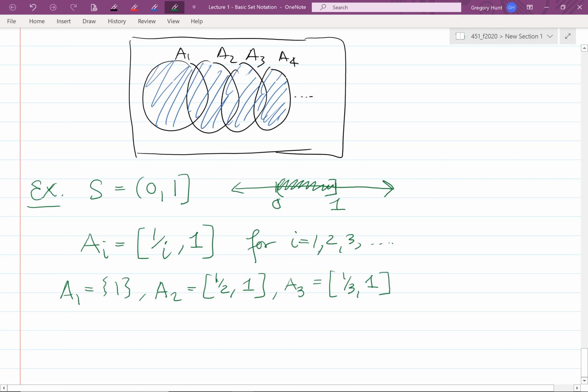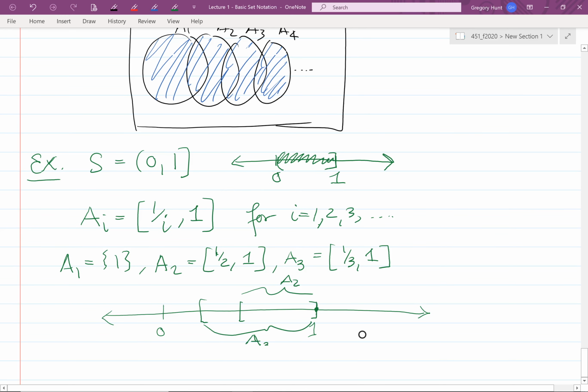So if I were to draw these on the number line, here is 0, here is 1. A sub 1 is just the point 1. A sub 2 goes, so this is A sub 2. A sub 3 is even bigger, it goes from 1/3. This gives me A sub 3. It's a little bit sloppy there. Let's see if I can write that better. A sub 3. Okay. And so furthermore, A sub 4 goes 1/4 to 1, A sub 5 goes 1/5 to 1, etc. So you can see the sets are getting bigger and bigger, and the lower end here is creeping towards 0.